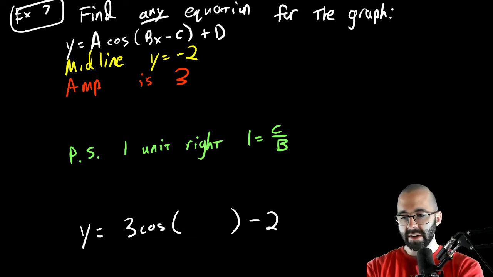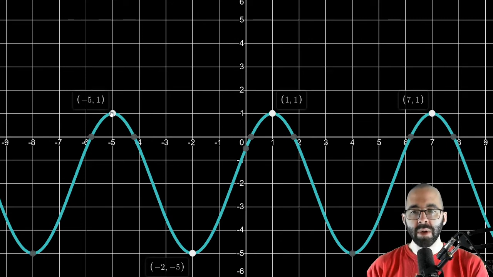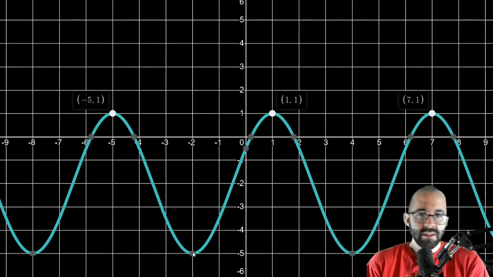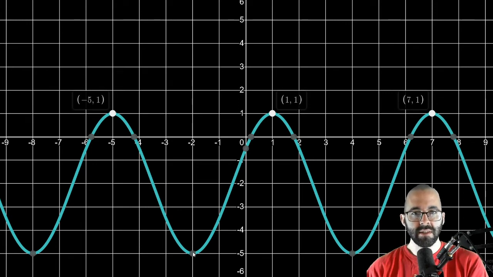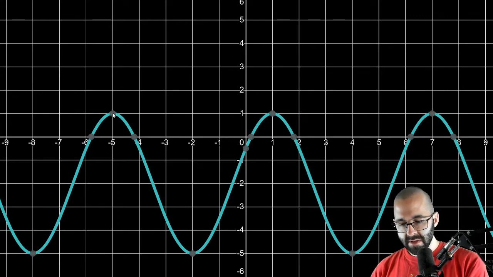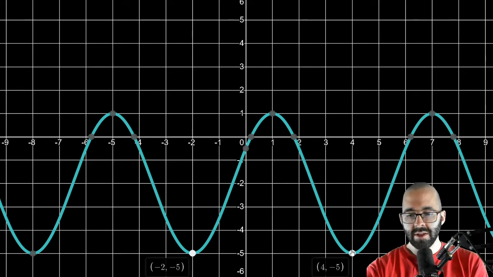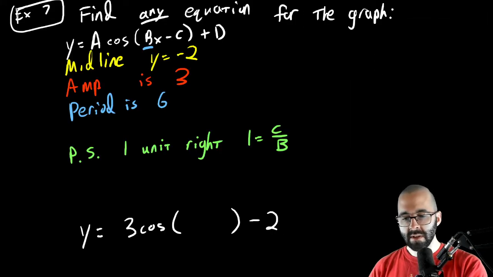Let's look at the period next. Period has to do with that b value. Period is how long it takes to repeat. So we could look at all these top points. How far does it go between each of these top points? Distance of 6. Or we could look at all of the bottom ones, right? It's also a distance of 6. So the period is 6.